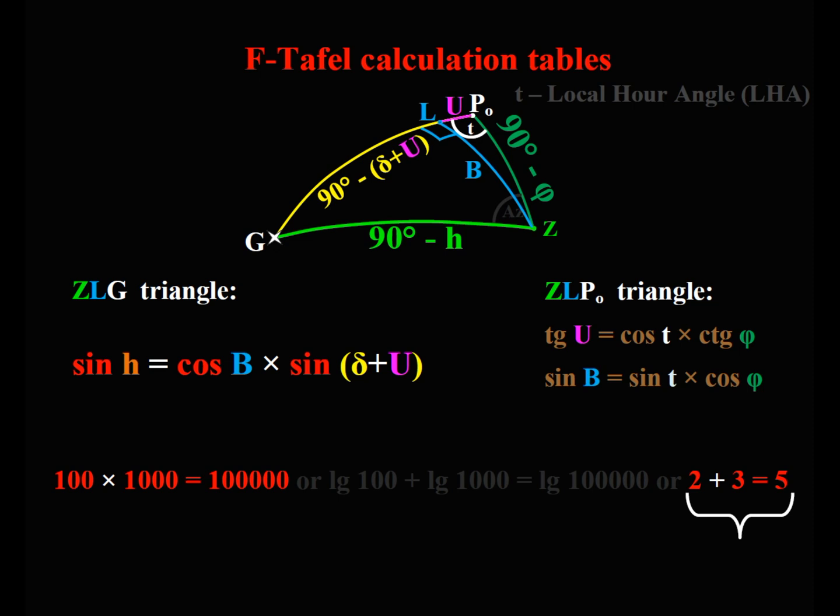To write this formula in a logarithmic way, not the value B itself is used, but the logarithm of its cosine, which is denoted as phi. Replacing the factors in the formula with their logarithms, we replaced multiplication by addition. The result is exactly the formula that is implemented in F-Tafel for calculating the altitude of celestial bodies.